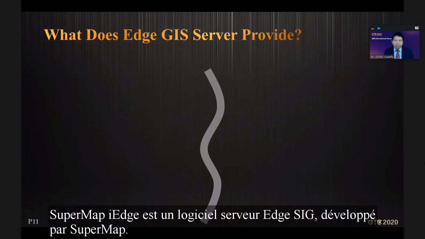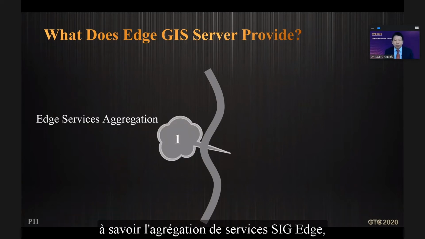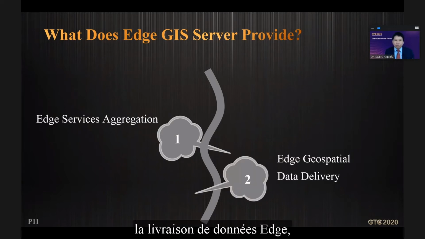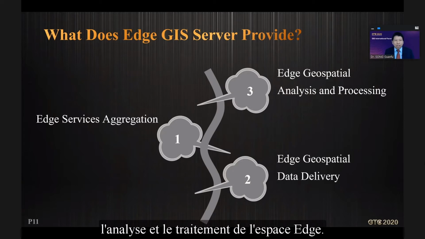SuperMap iEdge is an edge GIS server software developed by SuperMap. It provides 3 capabilities, including edge server aggregation, edge geospatial data delivery, and edge geospatial analysis and processing.